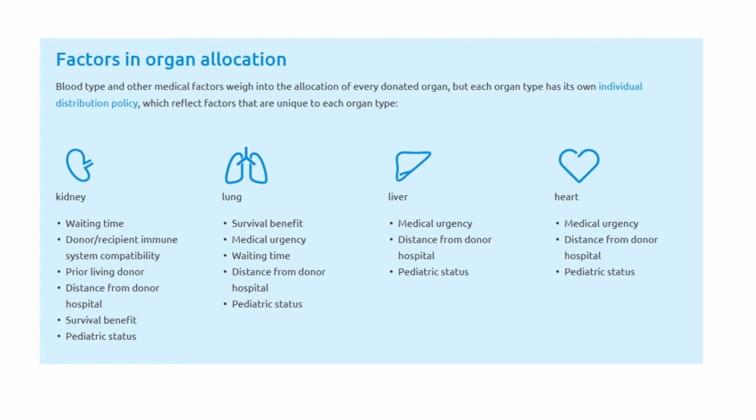Like if you're in the ICU days from death, then obviously you would be higher up on the list, depending on the situation, than someone that has chronic disease and is relatively stable otherwise, right? Distance from the donor hospital and pediatric status are also issues.